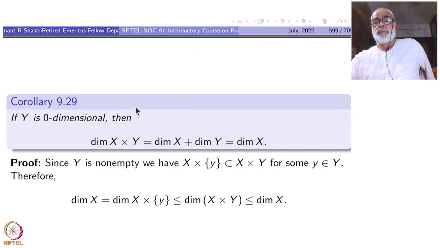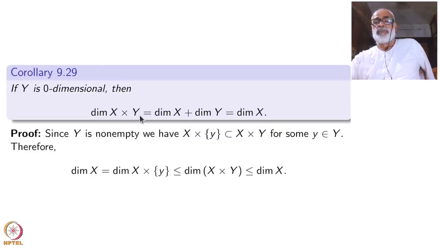Special case: if y is 0 dimensional, then dimension of x cross y is dimension of x plus dimension of y, which is just dimension of x. So taking product with a 0 dimensional space does not increase the dimension.